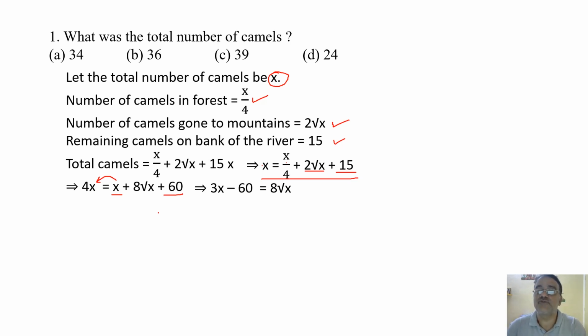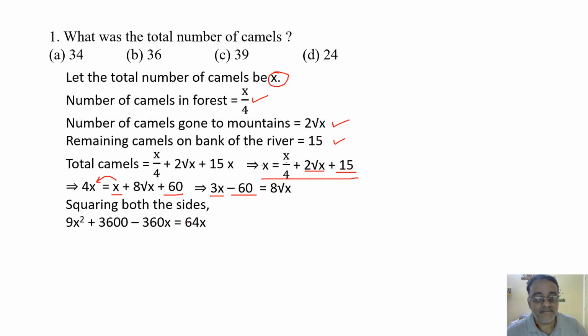Now we have to remove that root. So for that we have to square both sides. Squaring both sides, we are getting 9x square plus a square plus b square, minus 2ab. So 3600 minus 2 into 3 into 60, it will be 360x, is equals to 8 square x, 64x. This step is clear? Yes, sir. Okay. Now shift this 64 to this side. So what we will get? 424. Very good. So 9x square minus 424x plus 3600 is equals to 0.